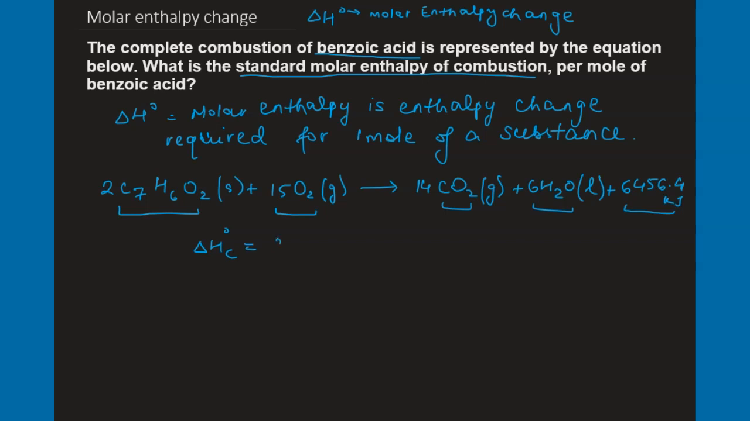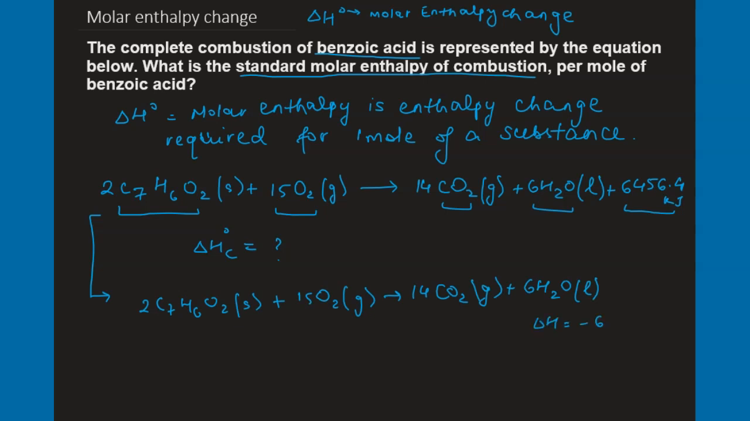So we are looking for this, but if we rewrite this reaction, we can write it as 2C7H6O2 plus 15 oxygen. So if I represent it as a delta H value, I would just write delta H on the side as minus 6456.4 kilojoules. Now this is the enthalpy change for combustion of 2 moles of benzoic acid. I want to find out molar enthalpy, and molar enthalpy is for 1 mole.